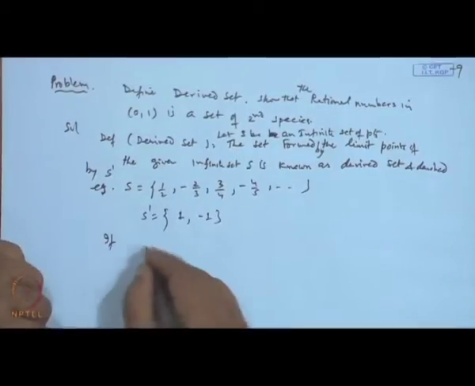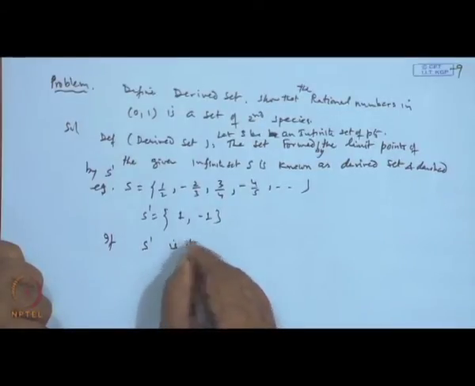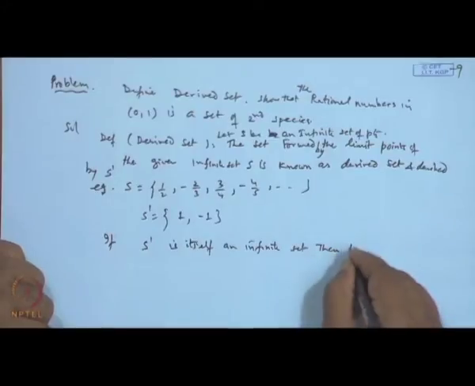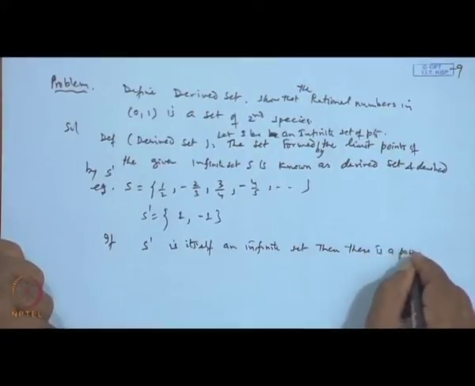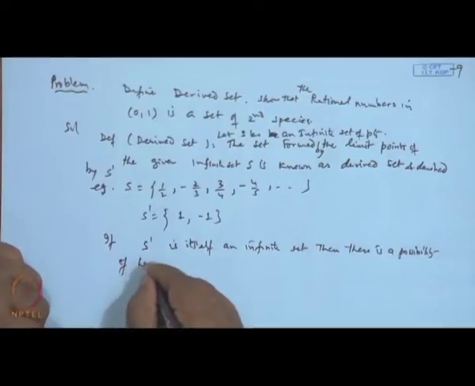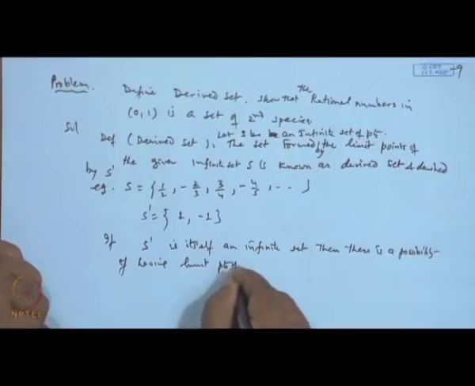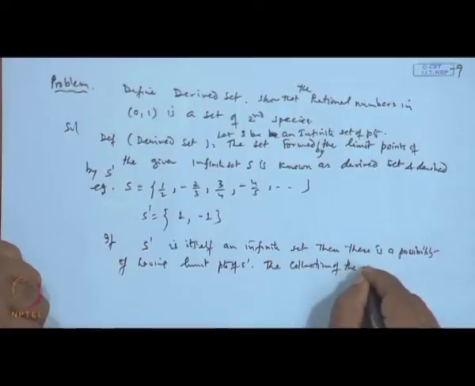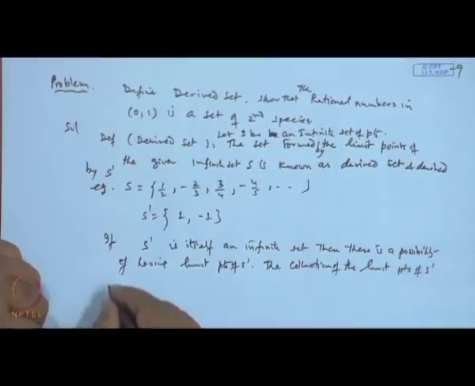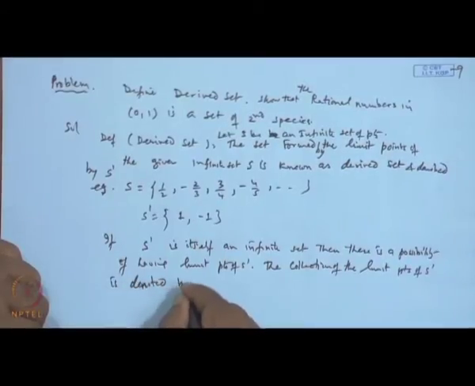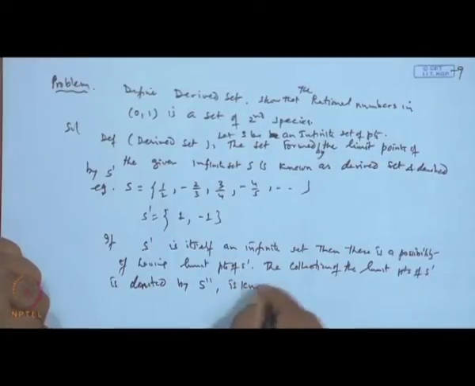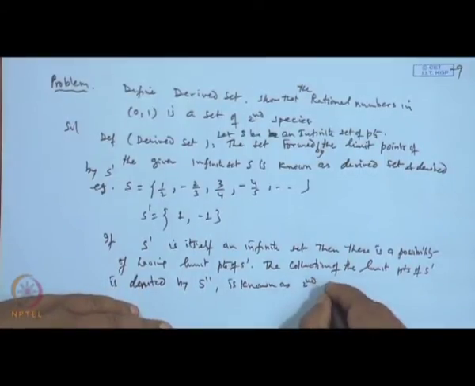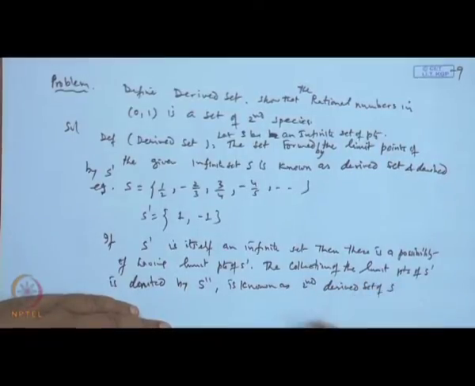Now, in case the derived set S dash is itself an infinite set, then there is a possibility of having limit points of S dash, and the collection of the limit points of S dash is denoted by S double dash and is known as the second derived set of S. Continue this like this.